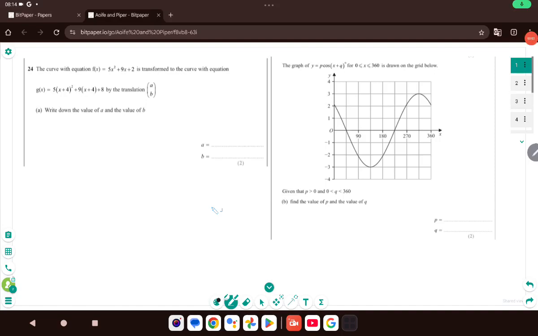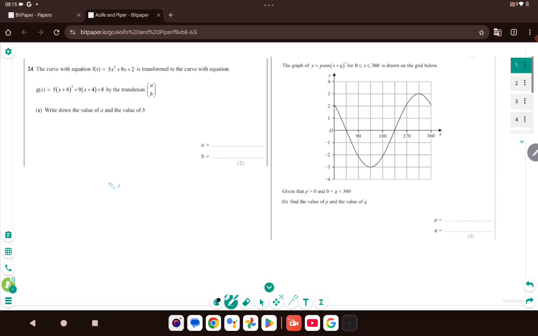Here we have a past exam question on the topic transformations of graphs. So we're going to start with this part A. We're given the equation of the curve, 5x squared plus 9x plus 2, and it's transformed to the curve with the equation. Here's our new equation. By the translation AB, write down the values of A and B.